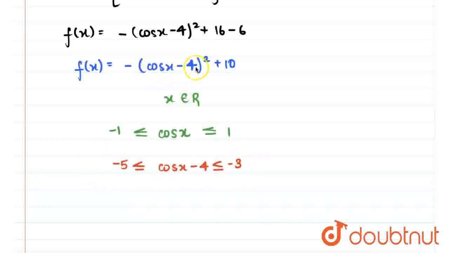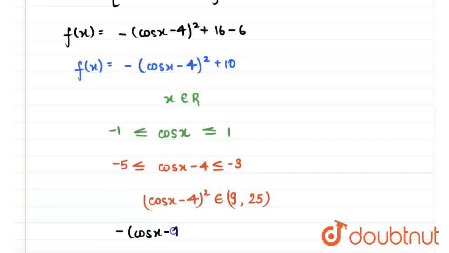Now we have to find cos x minus 4 whole square. What would be cos x minus 4 whole square? It would belong from 3 square is 9 to 5 square is 25. Cos x minus 4 whole square will belong to 9 to 25. Now what is minus of cos x minus 4 whole square? The range would be -9 to -25. This would be the range.